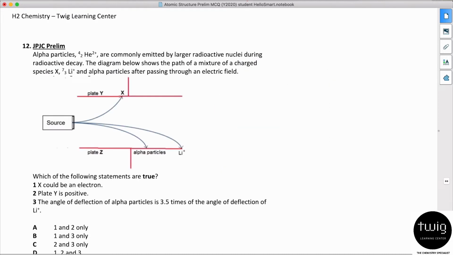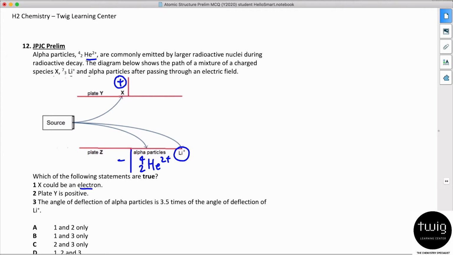Question 12. Which of the following statements are true? So this is an alpha particle, which is a helium nucleus, and then they show the lithium ion. So an alpha particle is 4, 2, He2+. Which means this plate must be a negative plate because the particles are lithium plus. Lithium plus is attracted to this side, so it must be negative, and this side will be positive. Since this side is positive, X could be an electron.